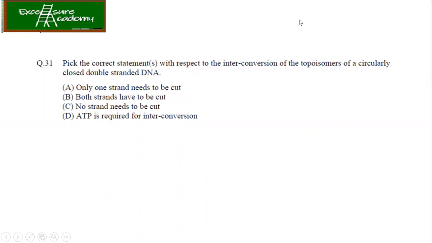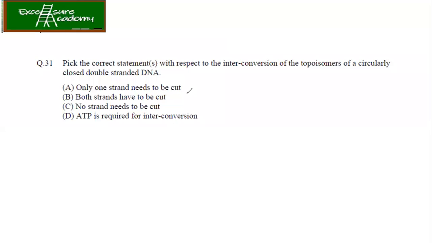So the 31st question is, pick the correct statements with respect to the interconversion of the topoisomers of a circularly closed double-stranded DNA. Now, this is very simple. If you have gone through my lectures of the biochemistry series, molecular biology series, then over there I have taken a lecture on DNA topoisomerase. If you have seen that video, then you can answer this question very beautifully. Okay, so let's see what options are given.